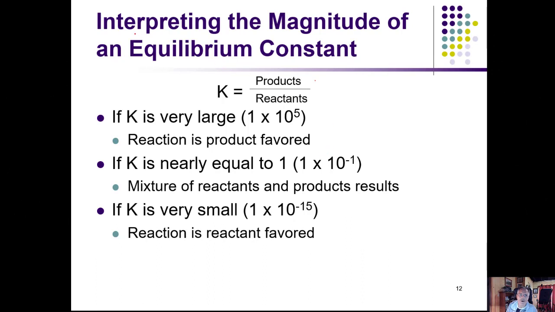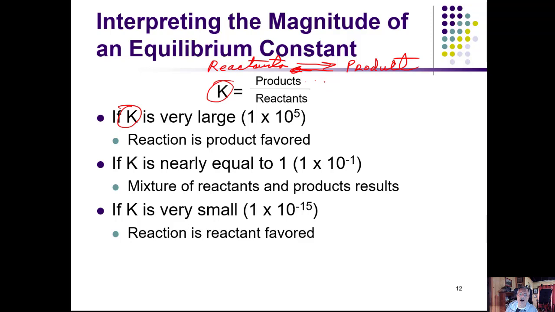Okay, so what we want to do now is interpret the magnitude of the equilibrium constant and see what it tells us about the reaction. In my simple example, I have reactants on the left, and we have an equilibrium established with our product. At equilibrium, remember that we compute the equilibrium constant K by taking the products and dividing them by the reactant concentration. So if I have an equilibrium constant K that's very large, 10 to the fifth, that's 100,000.